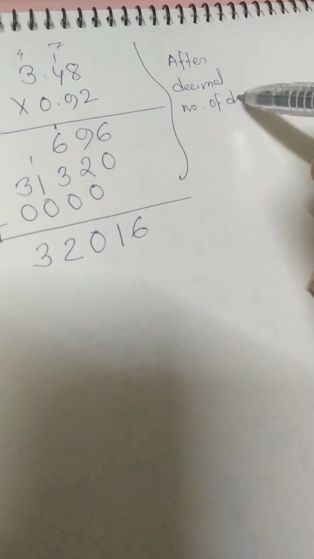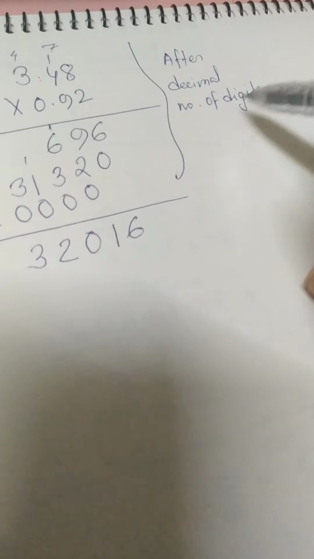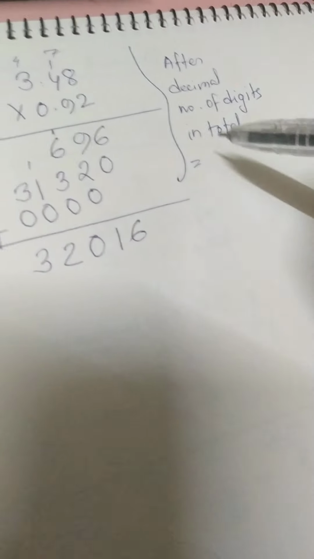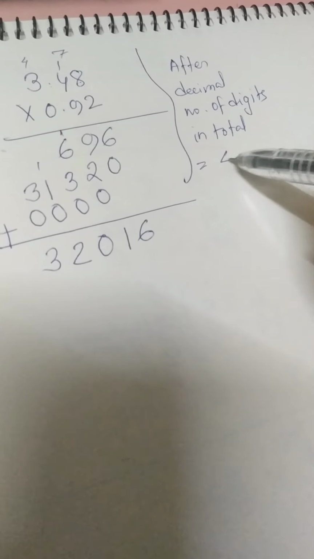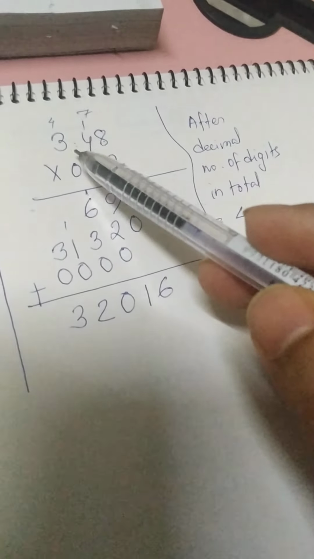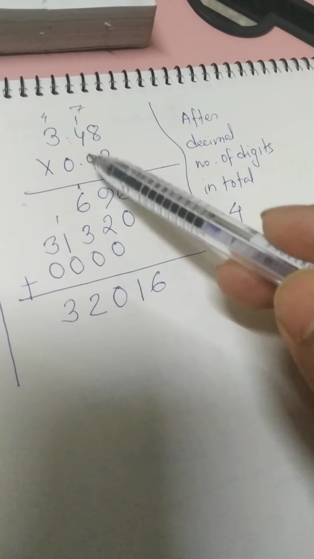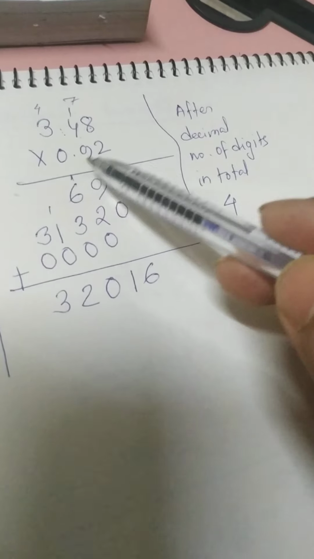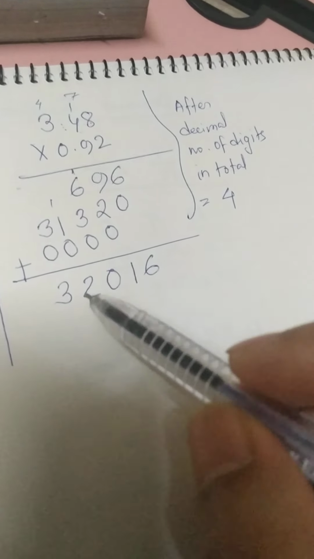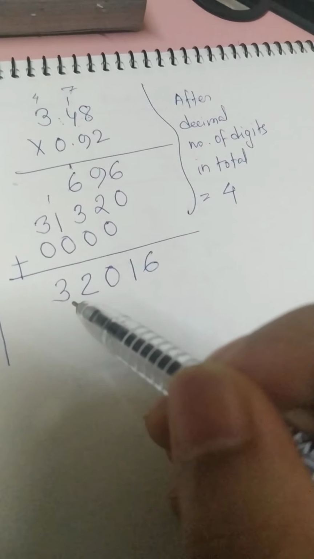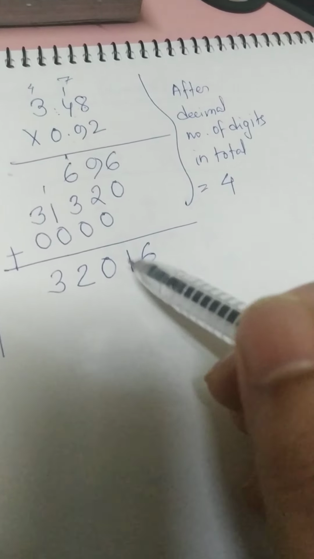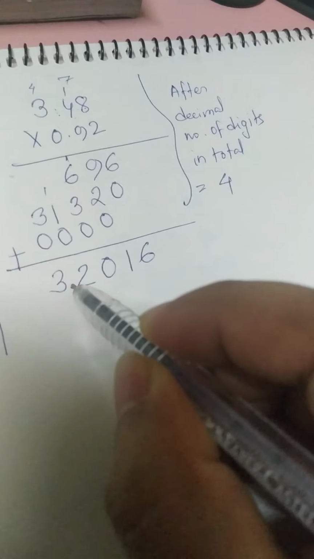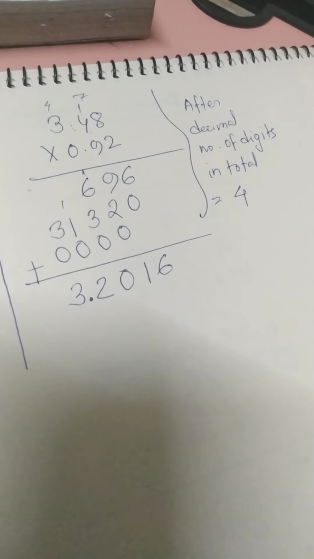So you can write the number of digits after the decimal in total equals 4, right? Because over here after the decimal 2 digits, over here also after the decimal 2 digits, so 4 digits. So over here also I need to place the decimal so that I have 4 digits after the decimal. So my decimal should be over here.